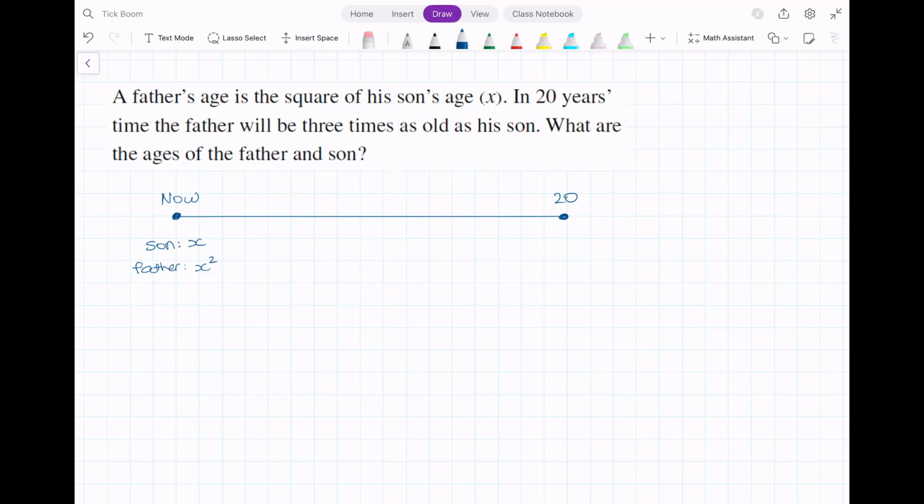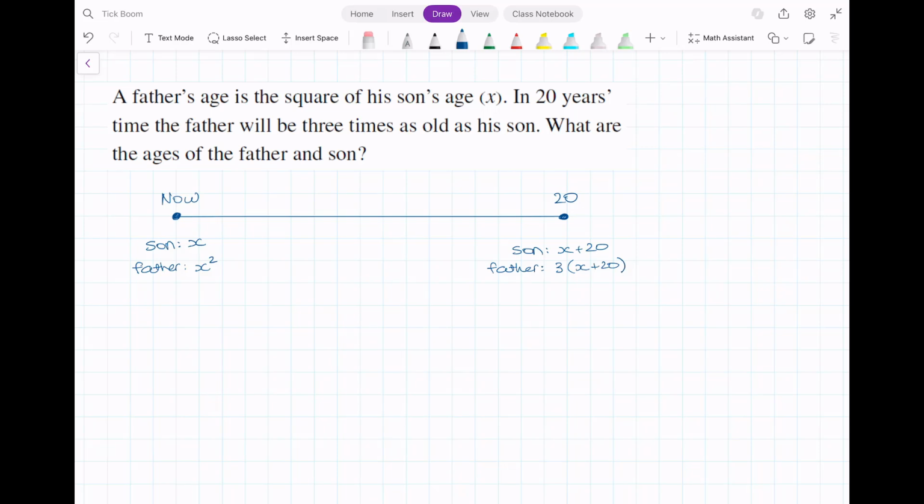In 20 years' time, well, we can know that if the son was initially x years old, then in 20 years' time, he will be x plus 20. And the father, we're told in 20 years' time, is triple the age of the son, or 3 times as old as the son. So if the son is x plus 20, then the father would be 3 times x plus 20. So I'll write that as 3 bracket x plus 20.